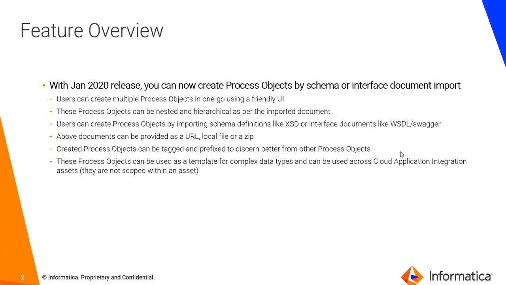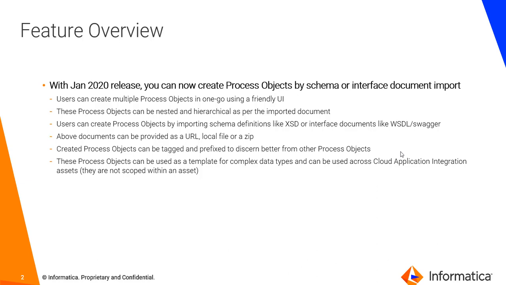These process objects, we understand, could be many, given that the XSDs, WSDLs or Swagger files that you import could have many schema definitions. So we let the user tag them and prefix them so that they can easily discern them from other process objects. These process objects, needless to say, can be used as a template for complex data types and shared across all the Cloud App Integration assets, not just scoped within a specific asset.